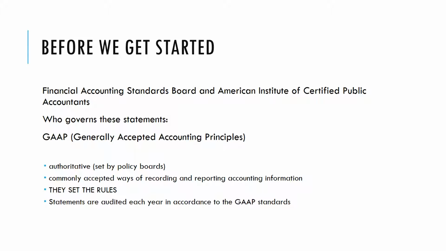What GAAP says is GAAP creates basically the playbook, the rules, for how organizations and businesses, not-for-profit and for-profit, can record and report various information throughout these three financial statements. Essentially, they set the rules, and based on the rules that they set, all of these statements are audited on a yearly basis in accordance with the GAAP standards that are set.